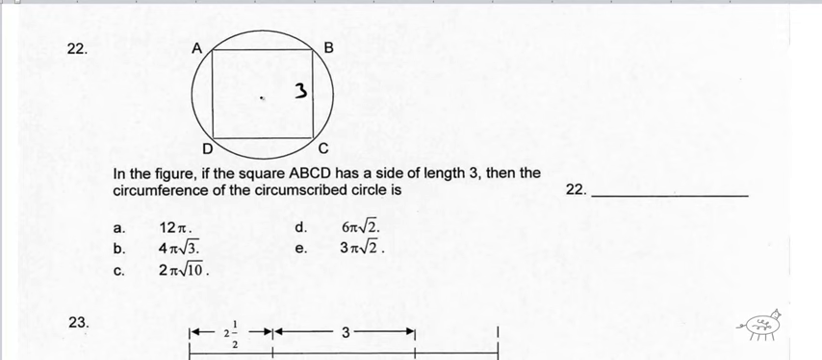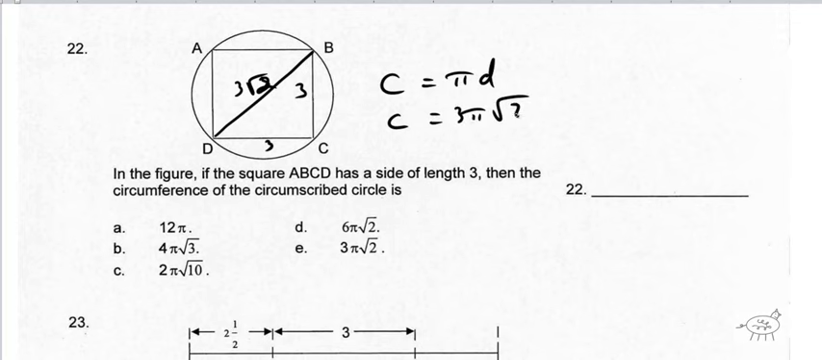So basically, if that's 3, I need to figure out the radius of the circle. So 3 and 3, and this is 3 root 2, sorry. X root 2. So that's the diameter. And the circumference of a circle is pi times diameter. So it's 3 pi root 2, which is E. Okay, pretty easy.